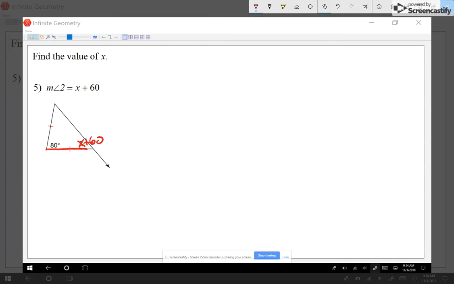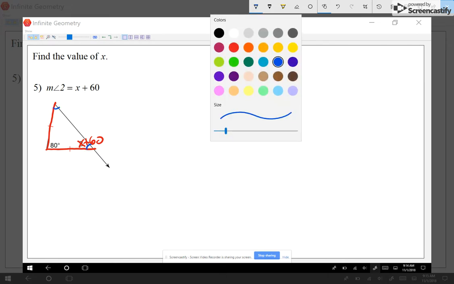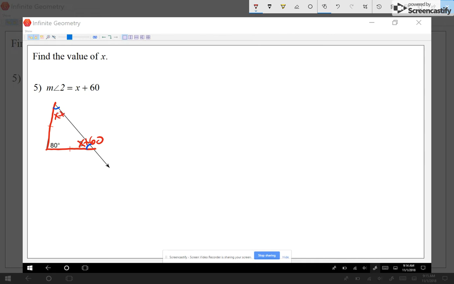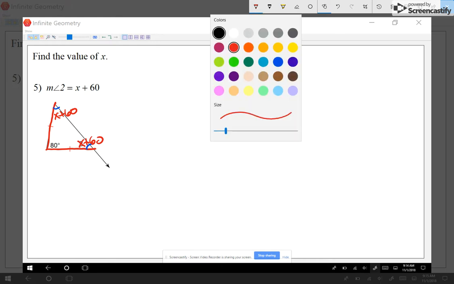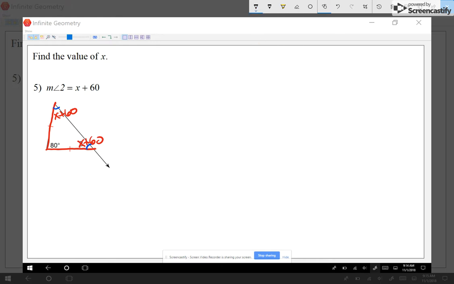I see that this side with this side are equal. So the two angles that are going to be equal are going to be x plus 60 and this other angle here. So I'm going to write x plus 60 on that one as well. I see here that I have all three angles of a triangle, so I'm going to add them all. So I'm going to go x plus 60 plus x plus 60 plus 80 is equal to 180.